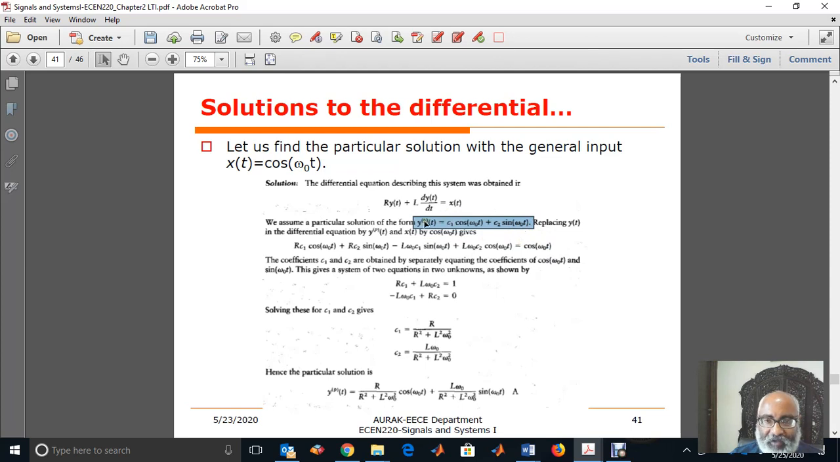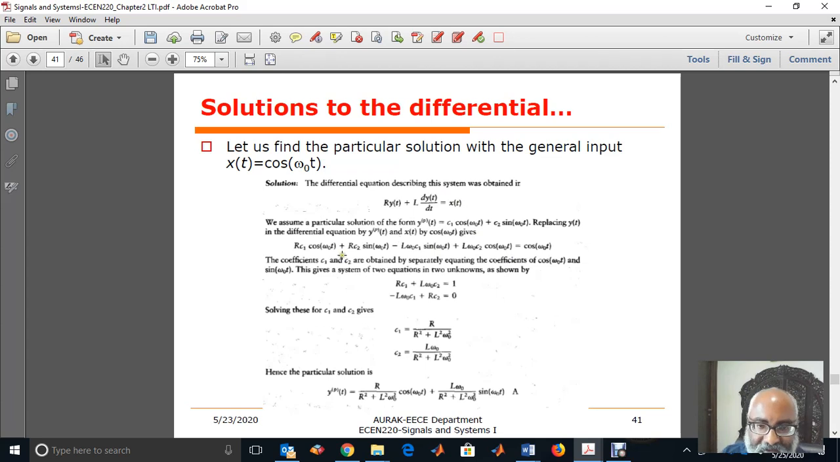How do we solve? By inserting this particular solution into the main equation. The main equation is R times y plus L dy by dt equals x of t. So we need the derivative of this first. The derivative of the first part is minus C1 omega naught sine omega naught t. The derivative of the second one is C2 omega naught cos omega naught t. Then put it here times L, and then R times y of t. This is equal to x of t.